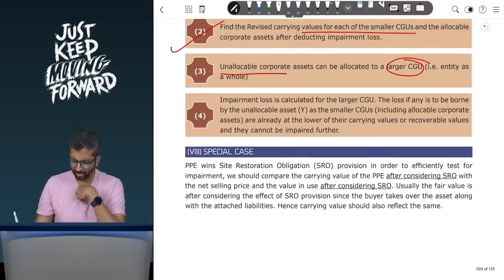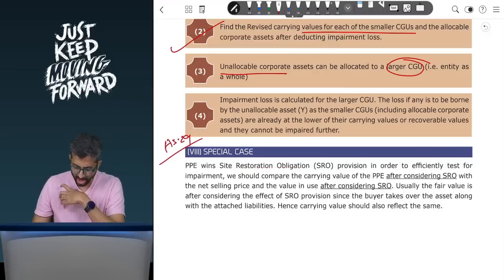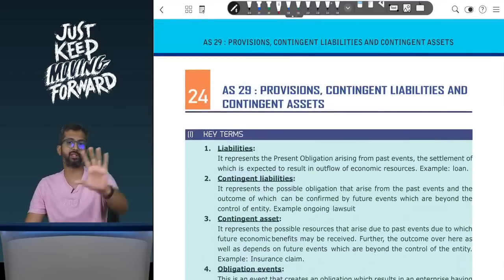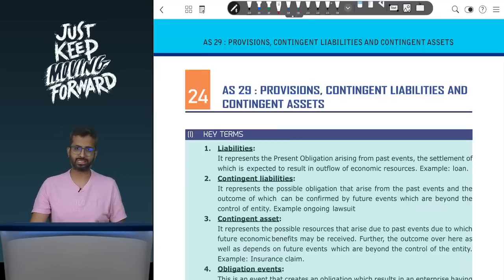Okay, there's a special case that we have mentioned for site restoration. This is, I think, an AS29 item. We will discuss this along with AS29. And then you come finally to the last standard. So when you look at AS29, this is a standard on contingencies, provisions, contingent liabilities and assets.